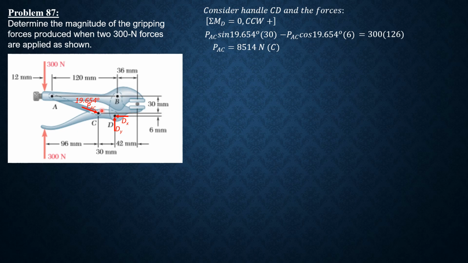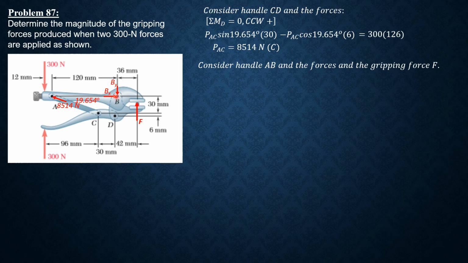Then we remove these forces. Let's analyze the upper handle AB together with the gripping force. And let's transmit PAC 8514 newtons. So at B, we have two component reactions also, namely Bx and By. Then we have the gripping force. Let's call the gripping force as F1. So the gripping force produces moment about B, which is counterclockwise.